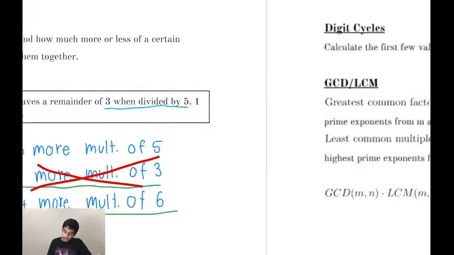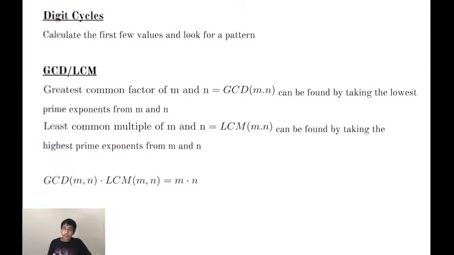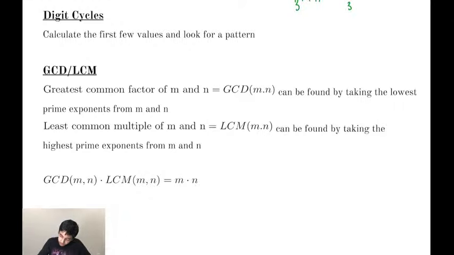Okay, so now let's take a look at digit cycles. Digit cycles, the idea is just to take the first few values and look for a pattern. So for example, if you want to find the unit digit of 3 to the 1997, what you do is you find, okay, 3 to the 0. Sorry, forgot to mention that.